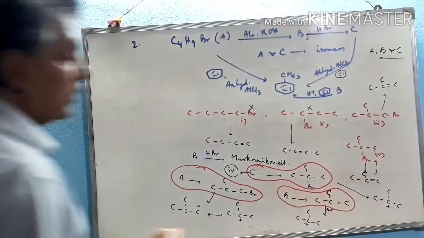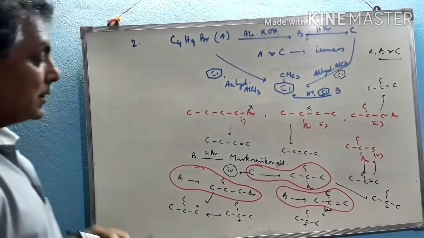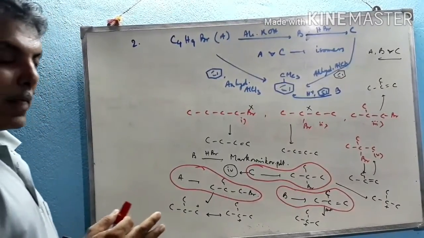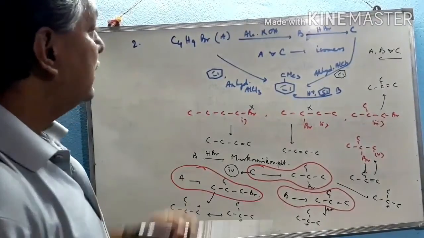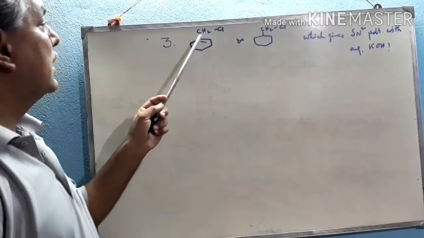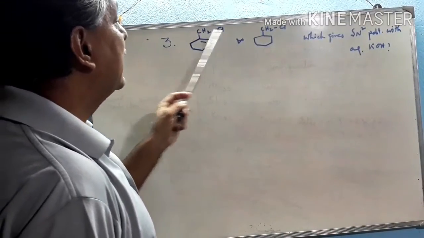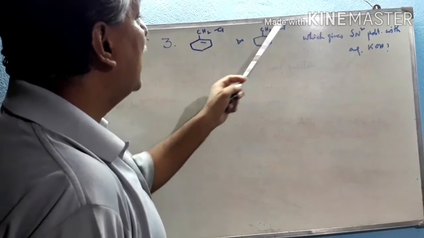So by reasoning we can confirm the structures of A, B and C. So these are the structures of A, B and C. Question 3 is this compound: cyclohexene chloromethane and cyclohexyl chloromethane.